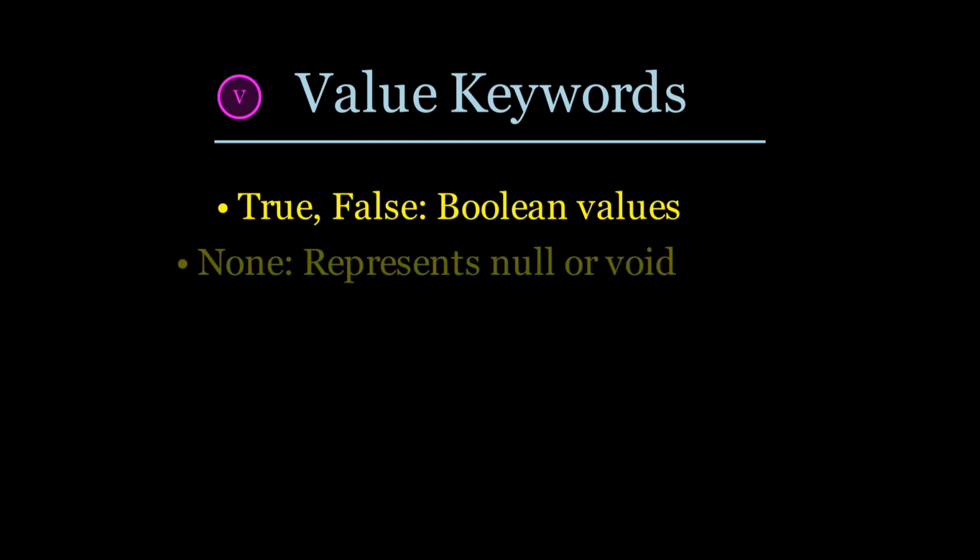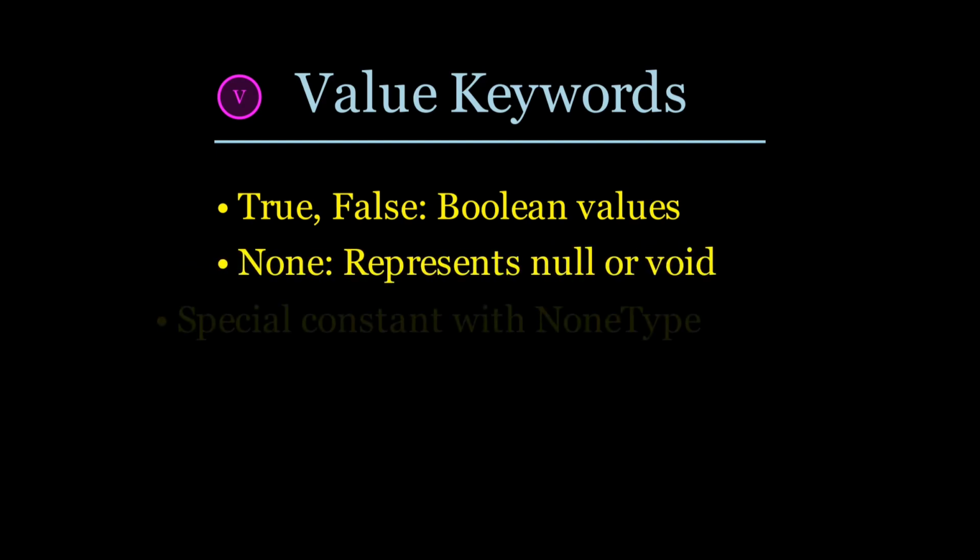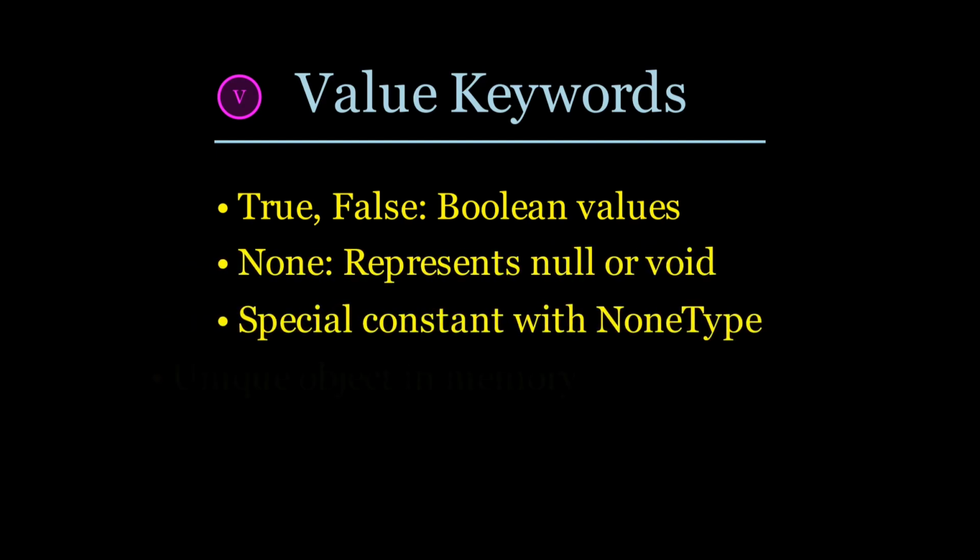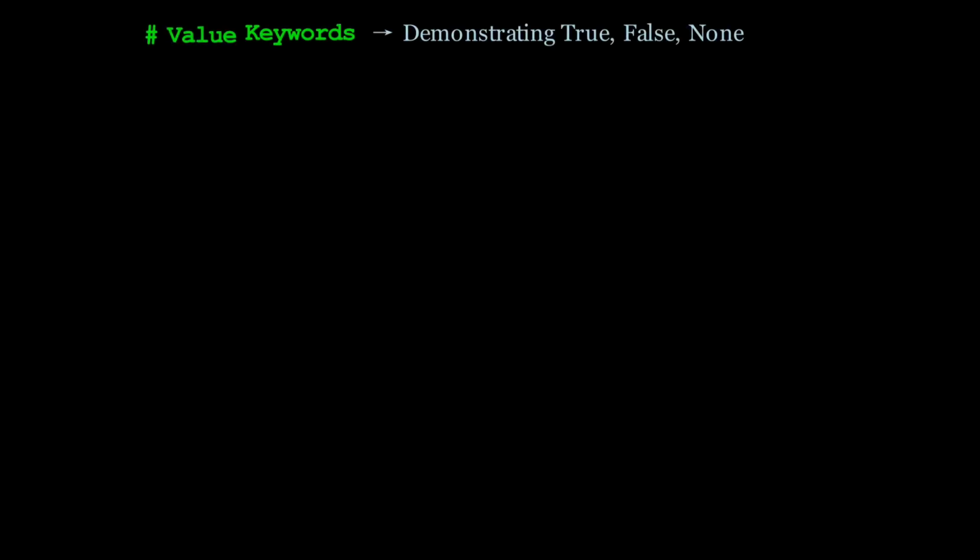True and False are Boolean values that form the basis of logical operations. None, Python's special constant representing absence of value. These special constants have unique properties in memory, and they behave differently from similar looking values. Let's look at some practical examples.